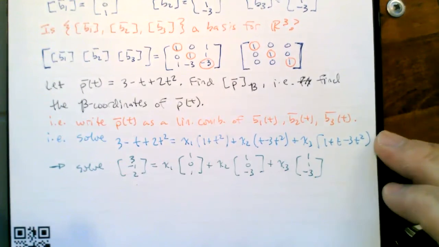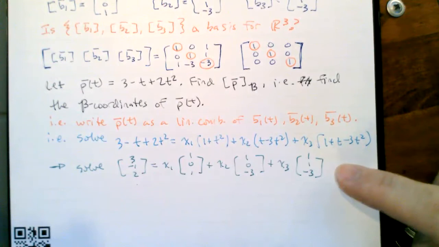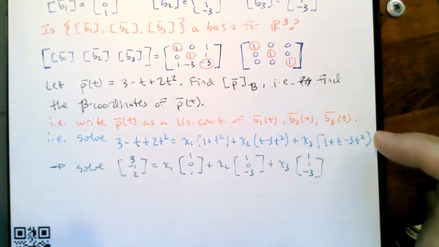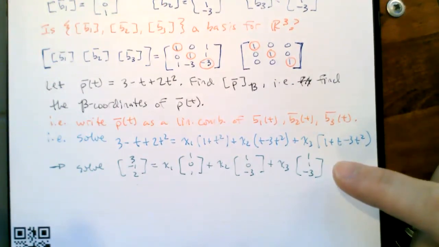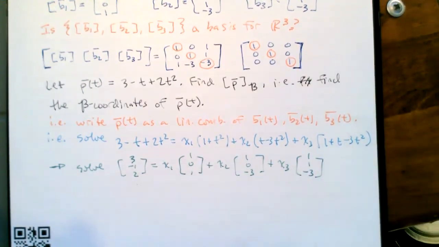Here's what we're trying to do in polynomials. Here's what we're trying to do in coordinates. Here's what the problem looks like in P2. Here's what the problem looks like in R3, because P2 and R3 are isomorphic spaces, because coordinates make everything look like Rn.